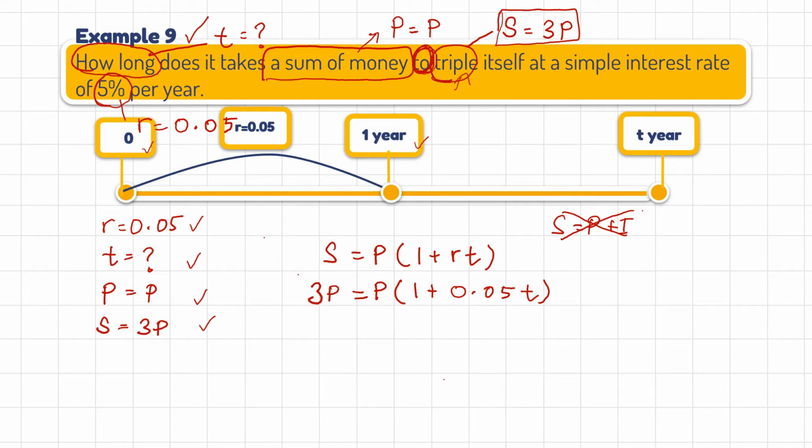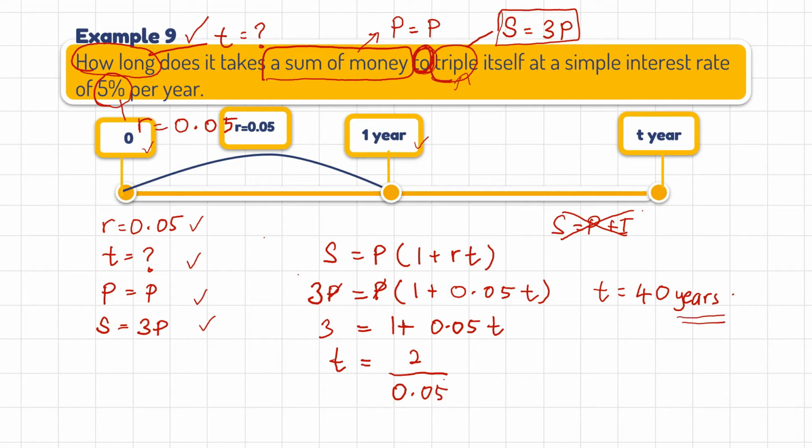From here, we can cancel out our P, and then we are left with 3 equals 1 plus 0.05T. Simplify the equation, we will get T equals 2 over 0.05. Press your calculator, you will get T equals 40 years. Please remember, the unit should be written in years. Therefore, this will be our final answer. T equals 40 years.